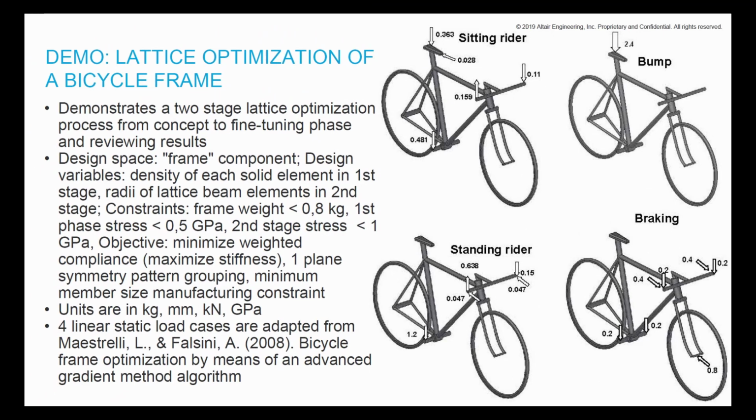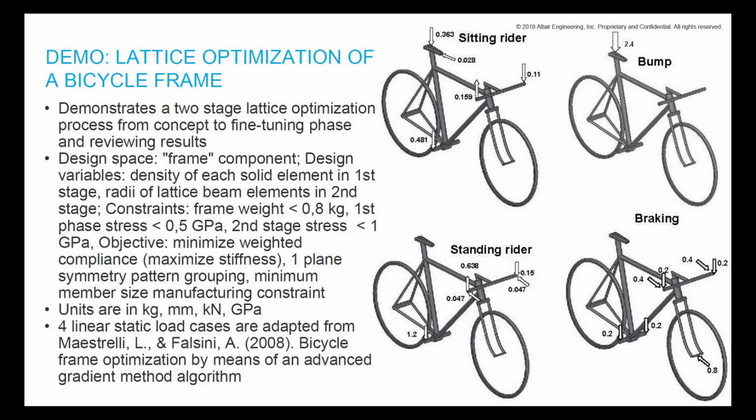This live demonstration will show a two-stage lattice optimization process from concept to fine-tuning phase and reviewing the results. The first phase represents isotropic material optimization, since the lattice microstructural representation has isotropic homogenized properties. The size optimization phase is aimed at incorporating some anisotropy to the lattice structure, thereby making the structure more efficient. The design space is a frame component mesh with hexahedral elements.